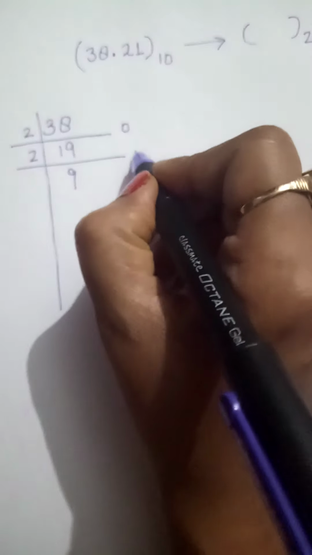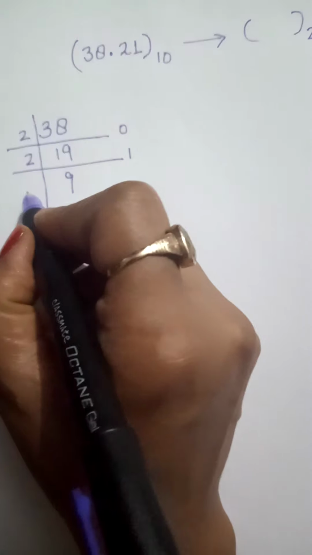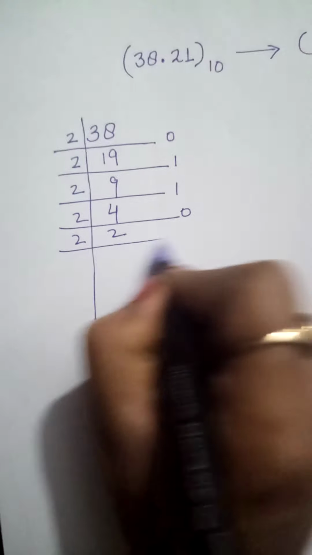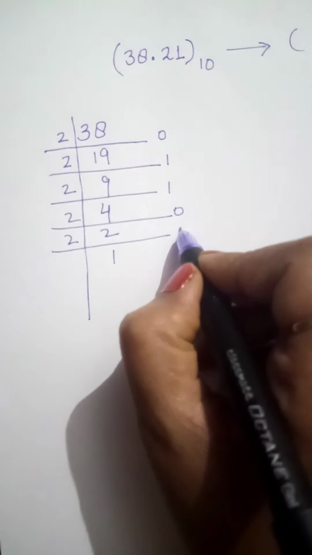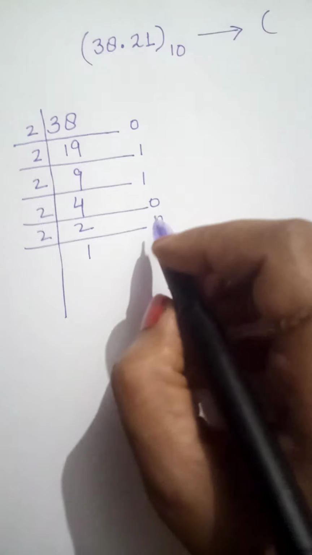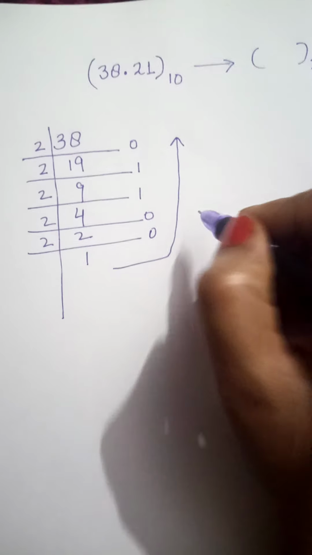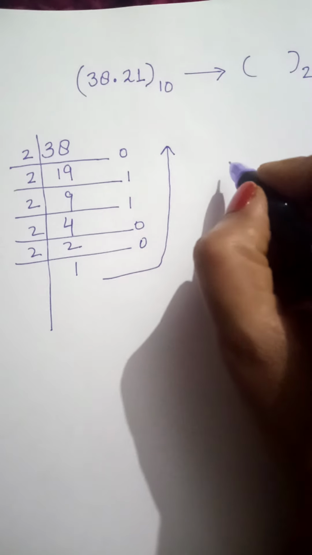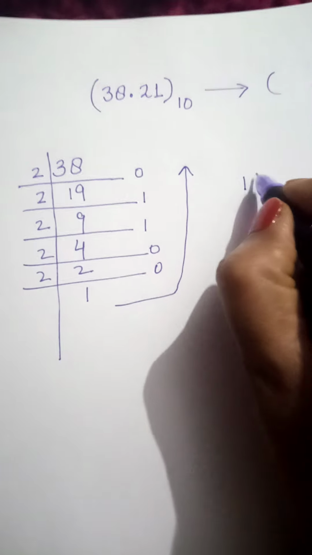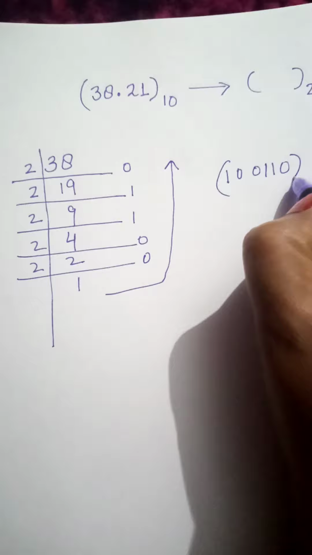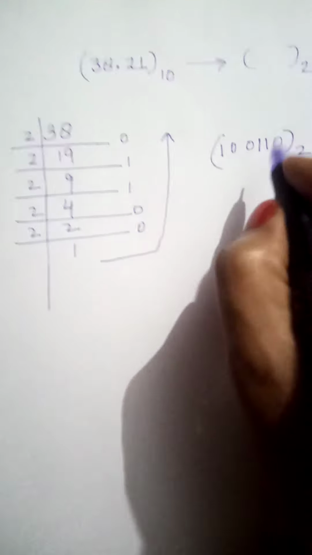9, 0, 2 9s are 18, 1 will be remainder, 1. Then from bottom to top you will be copying the bits: 1 0 0 1 1 0 base 2. This is the binary equivalent of 38 only.